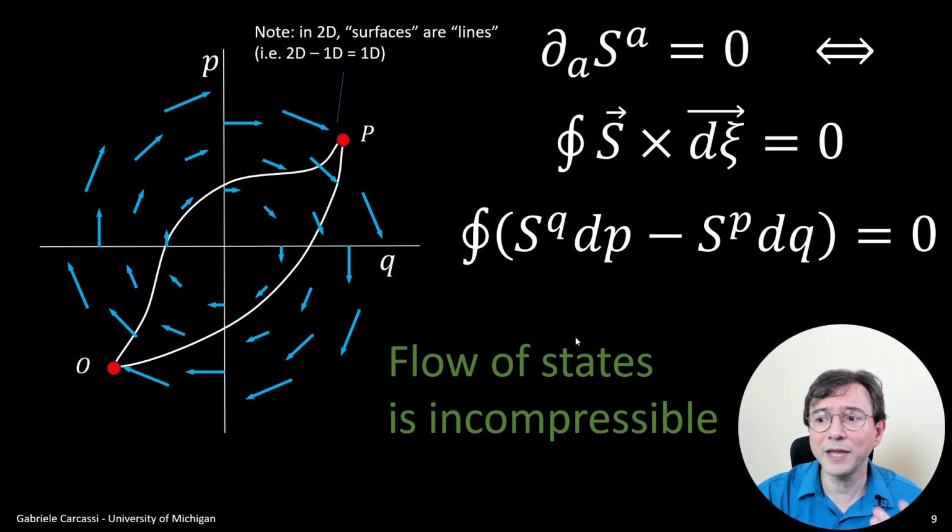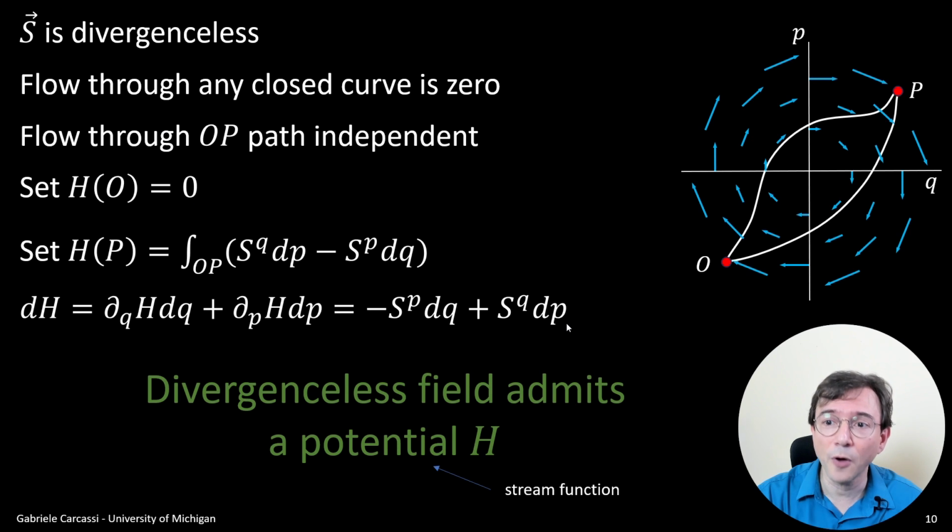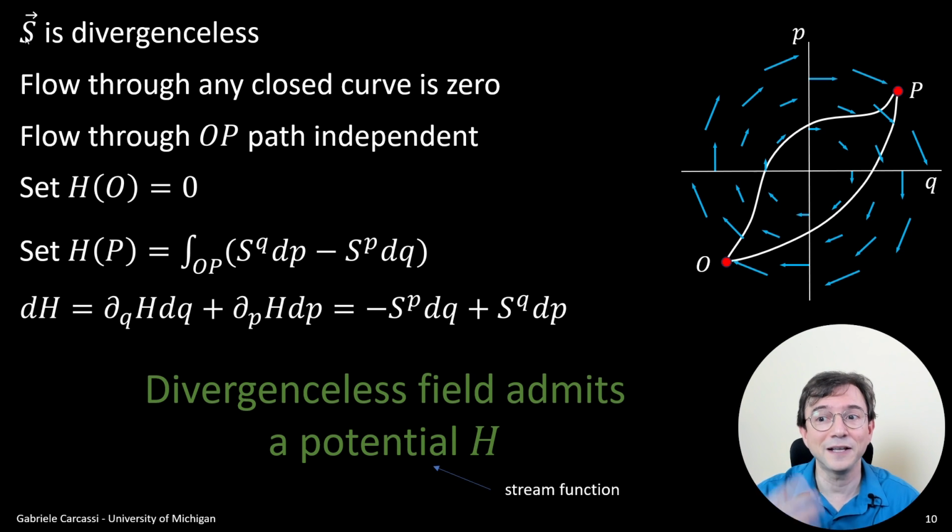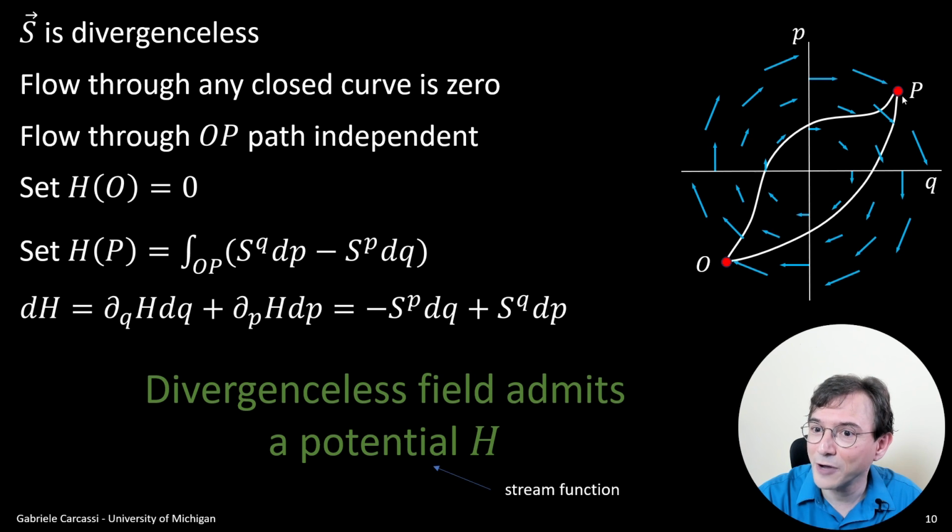And now we could ask the opposite question. Suppose that we start with a flow, a displacement field, that is divergenceless. Can we get back Hamilton's equations? And it turns out that we can. So if we now have 2 points, 0 and P, right, and we take this closed region, we know that the flow through this closed region is going to be 0.